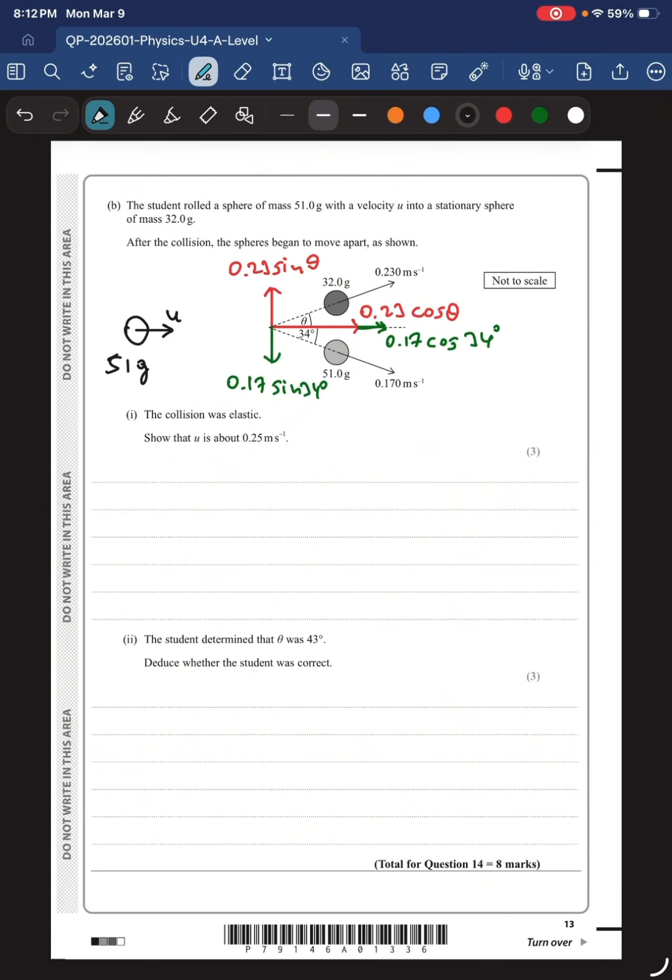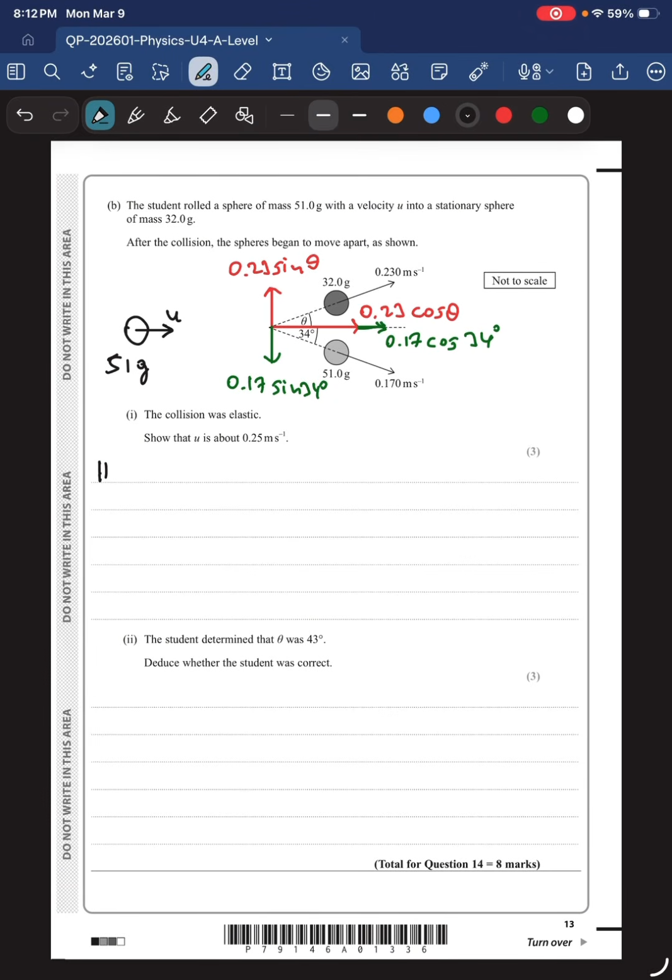I didn't follow the mark scheme. What I'm trying to say is that it's because you don't know theta. The way I worked this problem out was to actually calculate theta first and then find u. So let's do that.